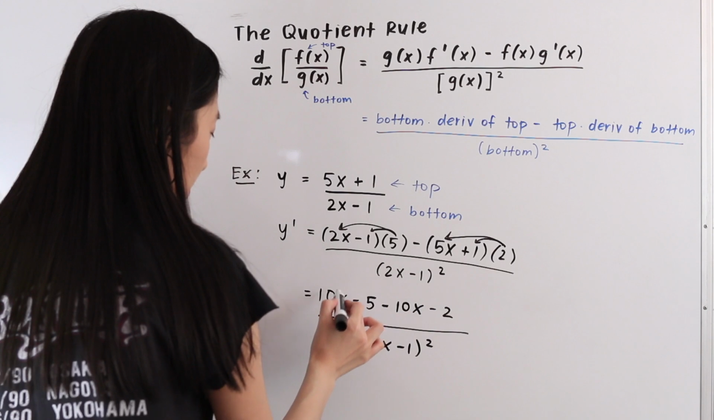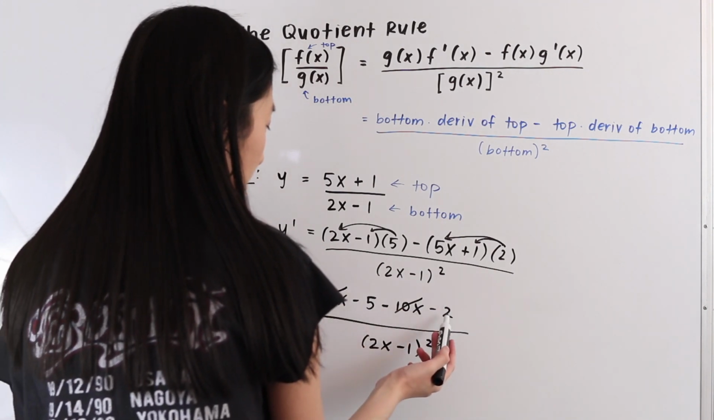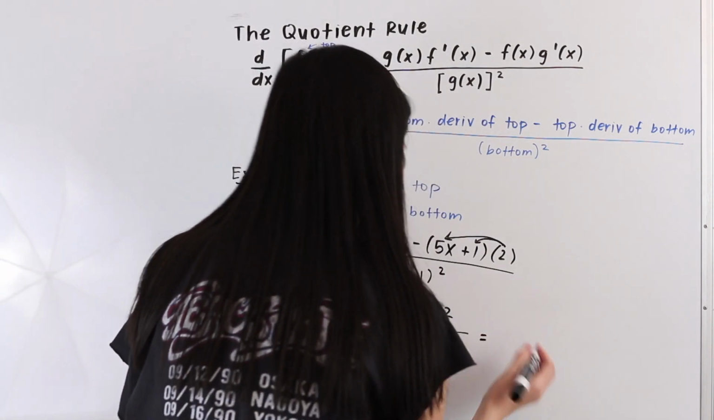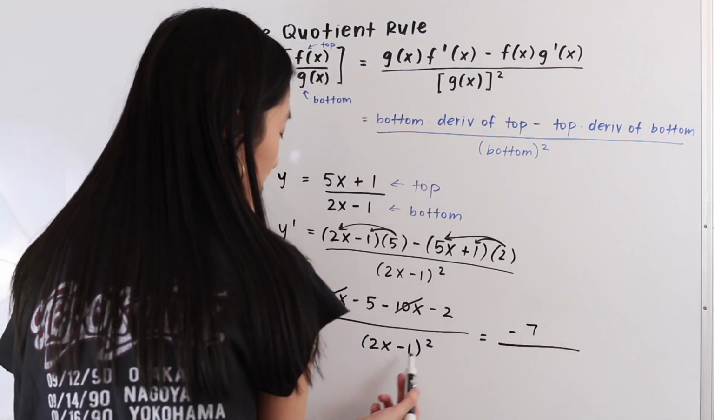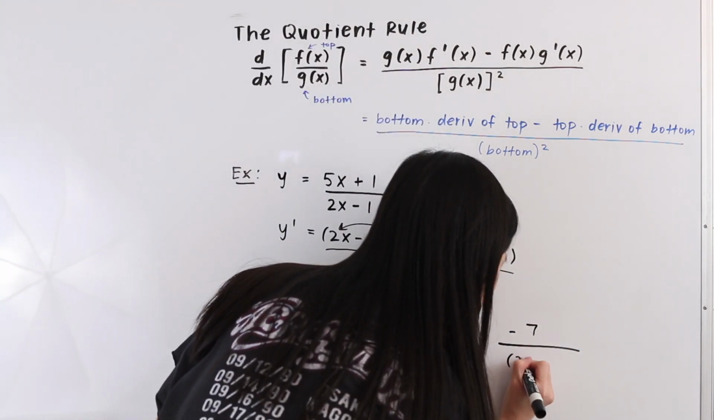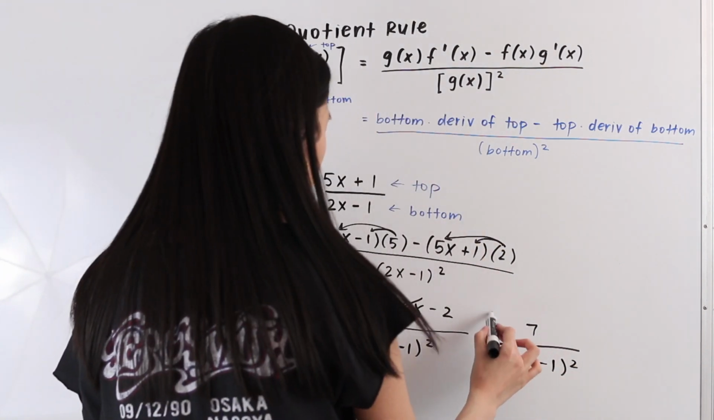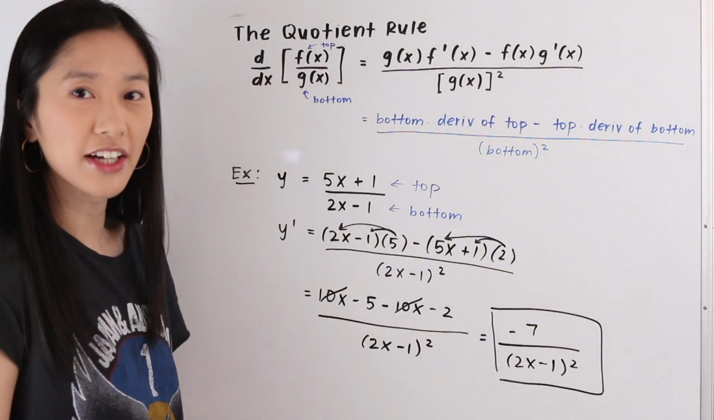We can see here that these two 10x's cancel out, and so we just have a negative 5 minus 2 in the numerator, and that simplifies to a negative 7, and this is all over 2x minus 1 squared. And so this is our final answer. Let's take a look at one more example.